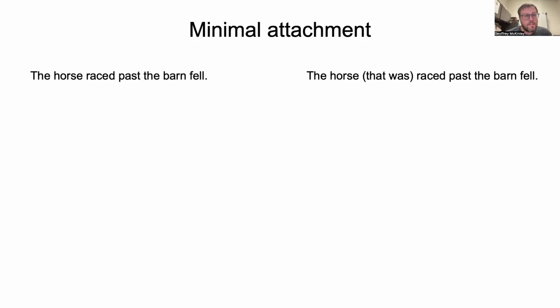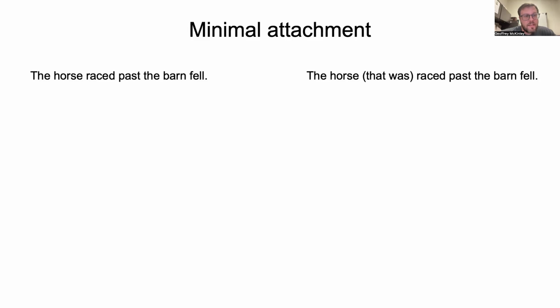So, for example, the horse raced past the barn fell, right? That's a weird sentence, hopefully, to you. And the correct interpretation is the horse that was raced past the barn fell. But just to be clear, the horse raced past the barn fell is a syntactically fine sentence. There's nothing wrong with this sentence. It follows the rules of syntax.